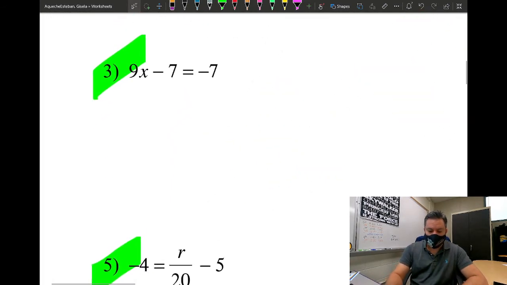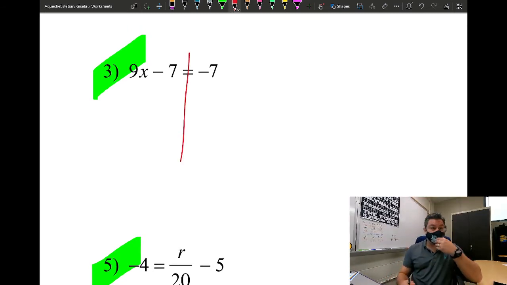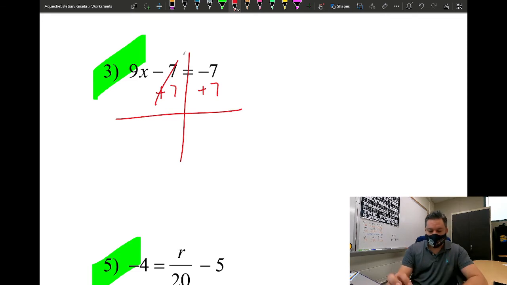Number 3. Let's get rid of the family. I'm going to move a little bit faster now because otherwise we're not going to finish. Which one is the family? 9 or the negative 7? 9. And the friend? 7. So which one do we get rid of first? The friend. So what is the opposite of minus 7? Add. Plus 7. What I do to one side, I must do to the other side. Cancels out right here. 7 minus 7 is 0. What do we have over here left? 9x.